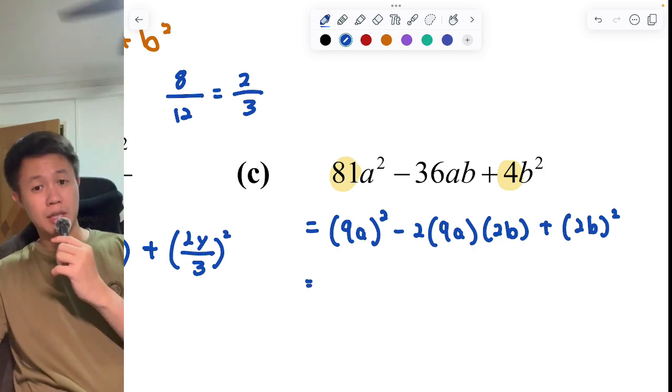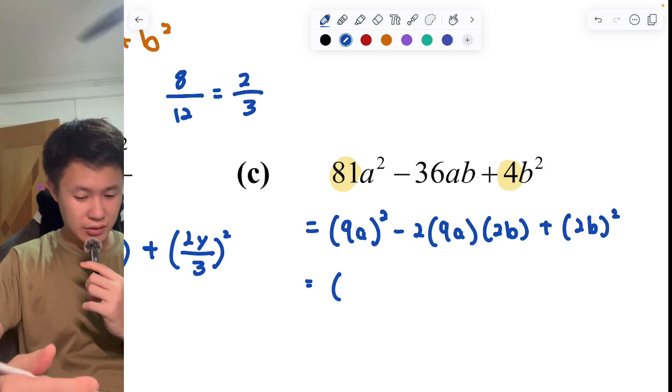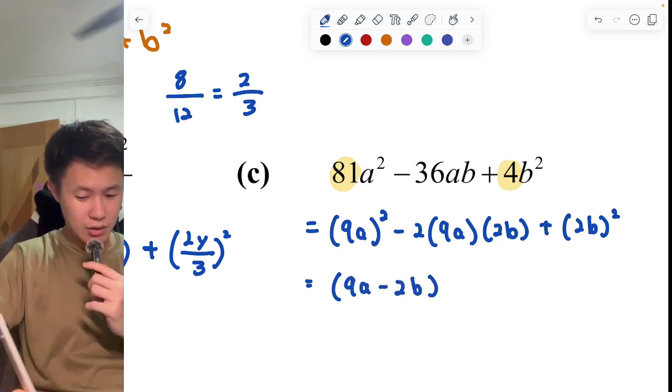Right, because (2b) bracket square gives me 4b square. So from here, my factorization will be (9a minus 2b) bracket square.